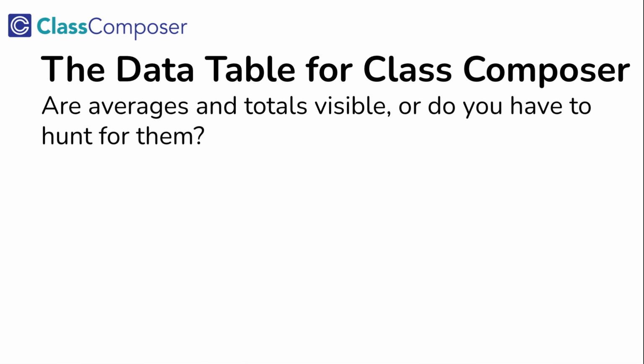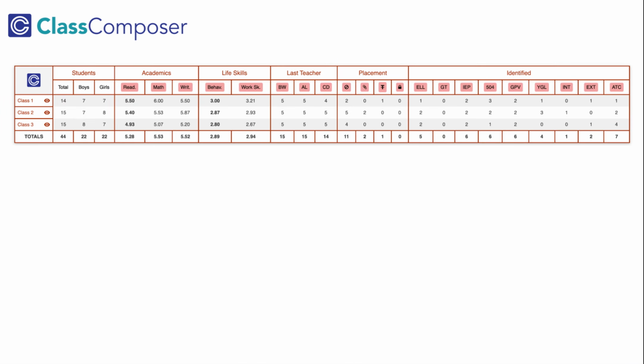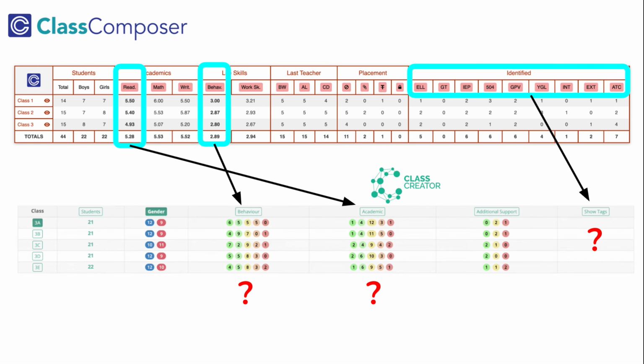Finally, let's take a look at the data table for Class Composer. With Class Composer's data table, it's easy to view averages and totals of key data, including identifiers between classes. In Class Creator's data table, there are no averages shown, making it difficult to compare the balance among classes. Again, identifier tags aren't shown by default and can only be displayed one at a time through a drop-down selector.